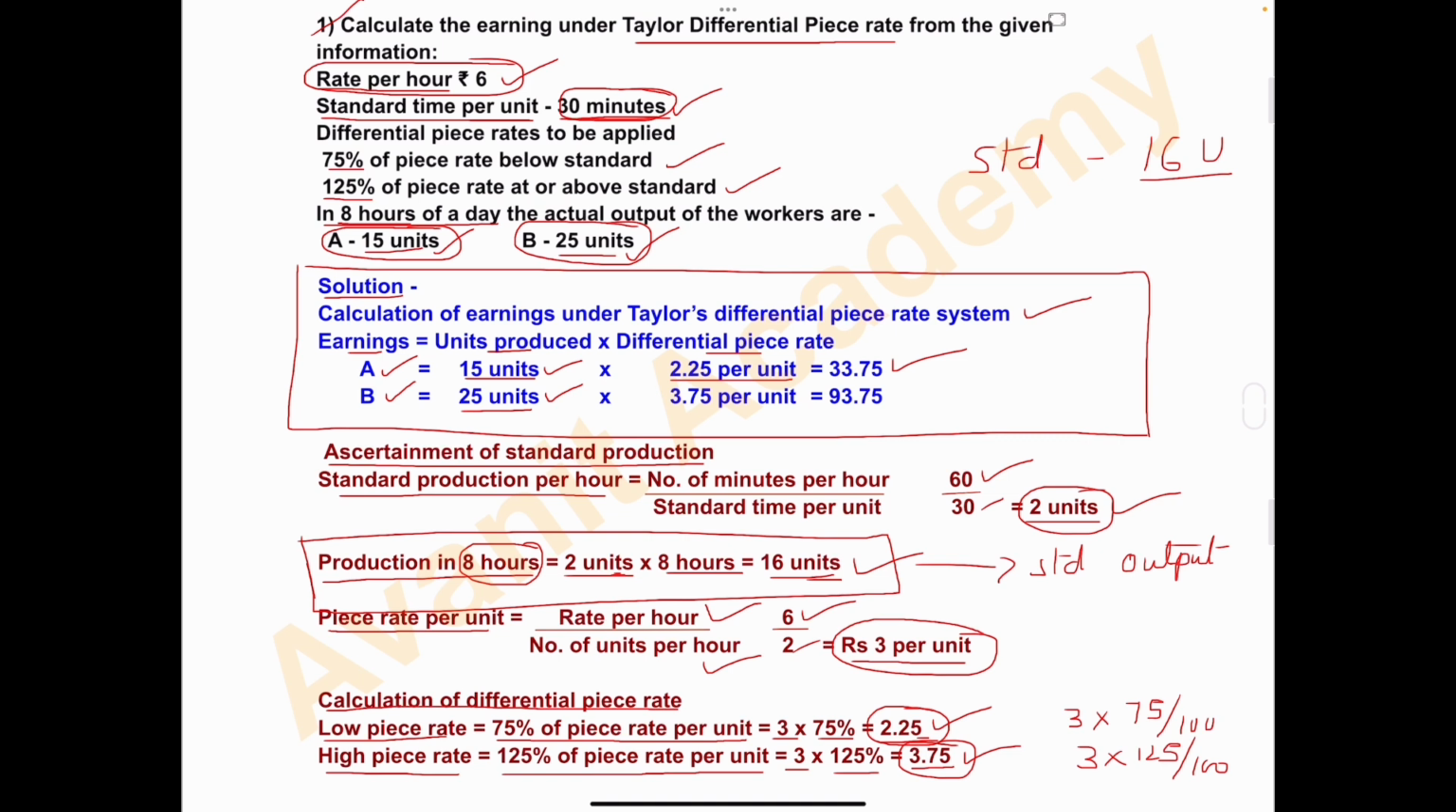Mr. B has produced 25 units. So to him we have to apply high piece rate, that is 3.75 per unit. Do the calculation. 25 into 3.75, and the answer is 93.75. So the earnings of Mr. A is 33.75 and Mr. B's earnings is 93.75.